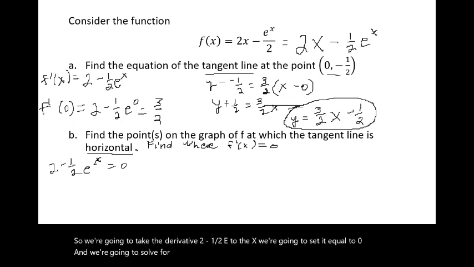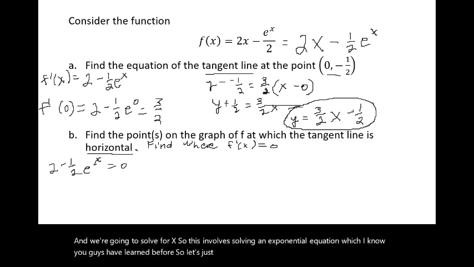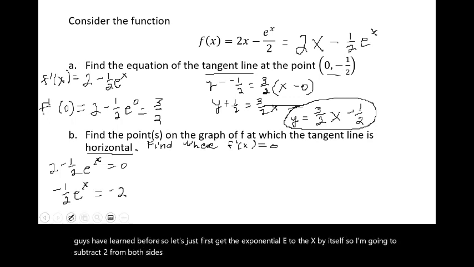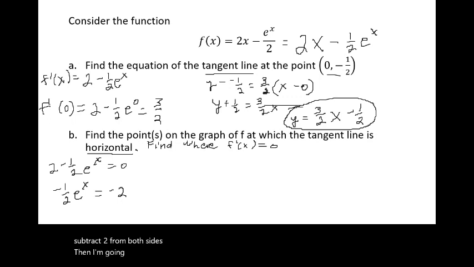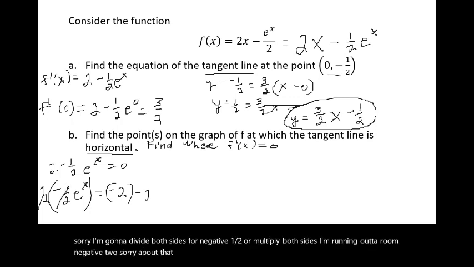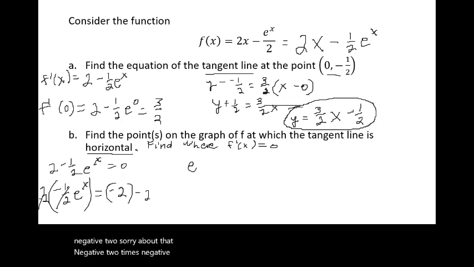So this involves solving an exponential equation, which I know you guys have learned before. So let's just first get the exponential e to the x by itself. So I'm going to subtract 2 from both sides. Then I'm going to divide both sides by -1/2, or multiply both sides by -2. Sorry, I'm running out of room. -2 times -1/2 cancels each other out, leaving you with e to the x equals 4.